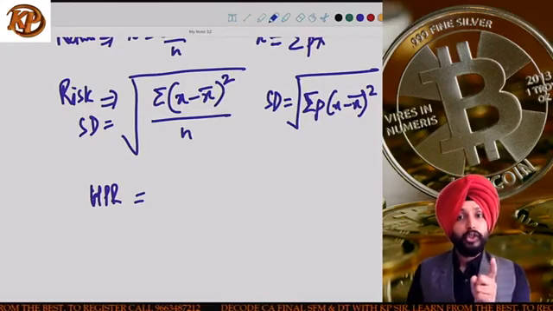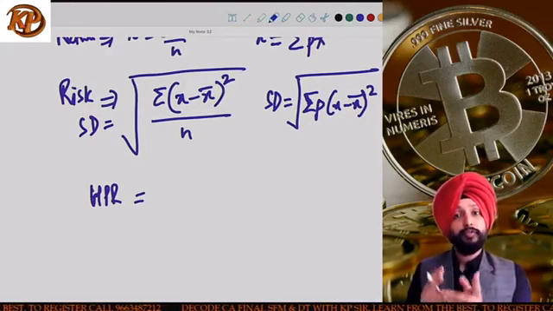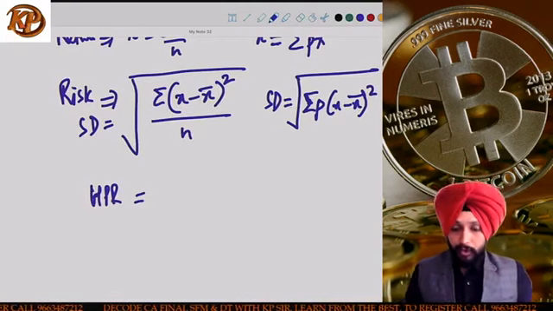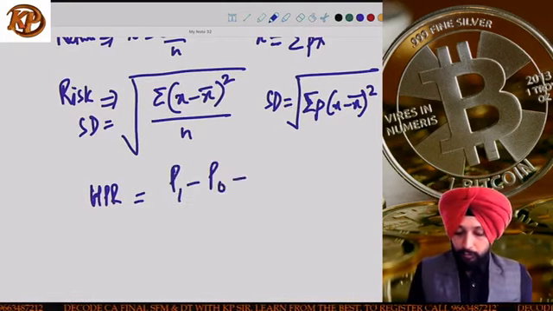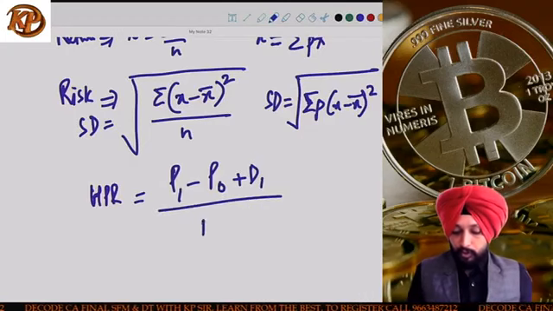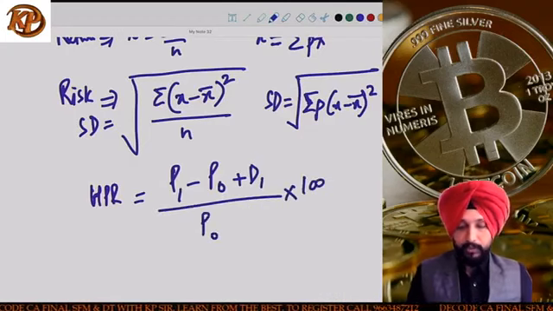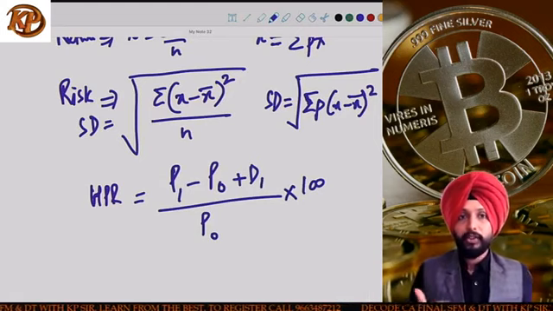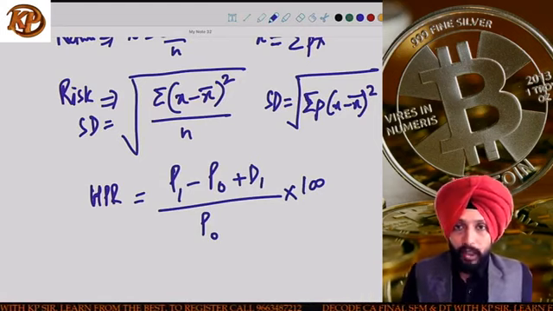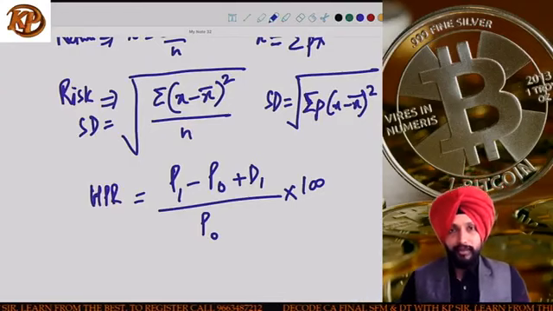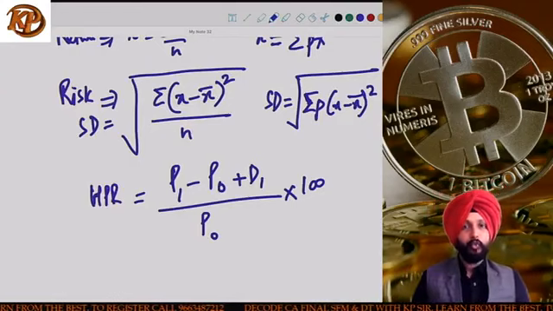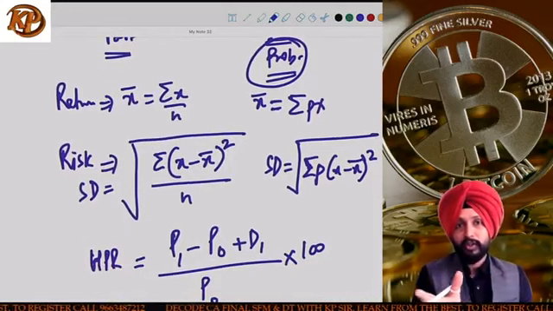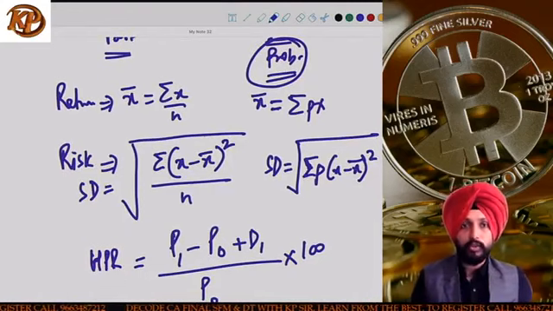So first thing that you need to do in level of difficulty 2 is find out the return, and for calculating return we use the holding period return formula. If you remember, the holding period return formula is (P1 minus P0 plus D1) divided by P0 into 100. That is the holding period return formula. This formula is used to calculate the return. Using that return data, you will then find out the average return and risk of the stock using the above formulas which are written on the board.